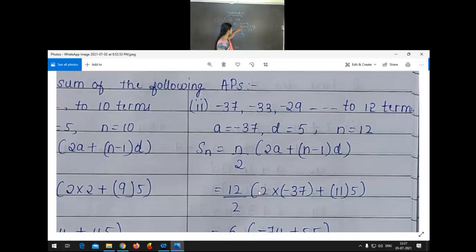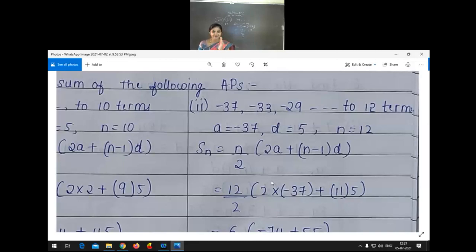Okay, so got the idea? While taking the difference, many students are getting confused here. A2 has a negative sign, A1 also has a negative sign. So write this statement: D is equal to A2 minus A1. A2 is minus 33, A1 is minus 37, then minus 33 minus into minus plus 37. So the answer is 4.